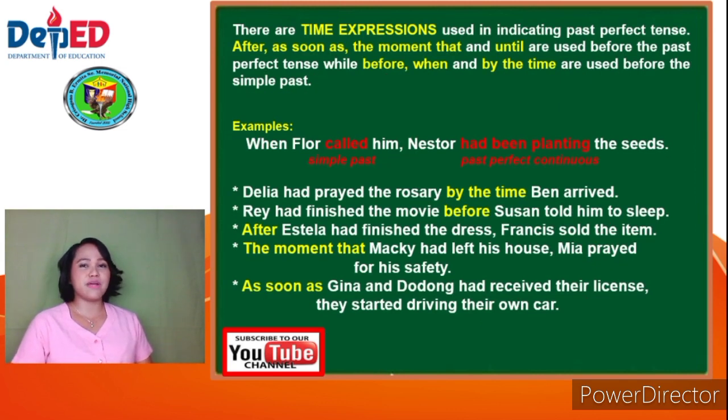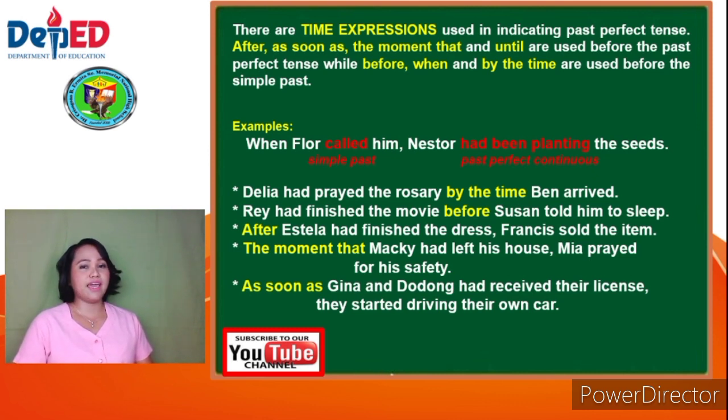There are time expressions used in indicating past perfect tense. After, as soon as, the moment that, and until are used before the past perfect tense, while before, when, and by the time are used before the simple past. Examples: when Flor called him, Nestor had been planting the seeds. We have here called in simple past, and had been planting is in past perfect continuous form.